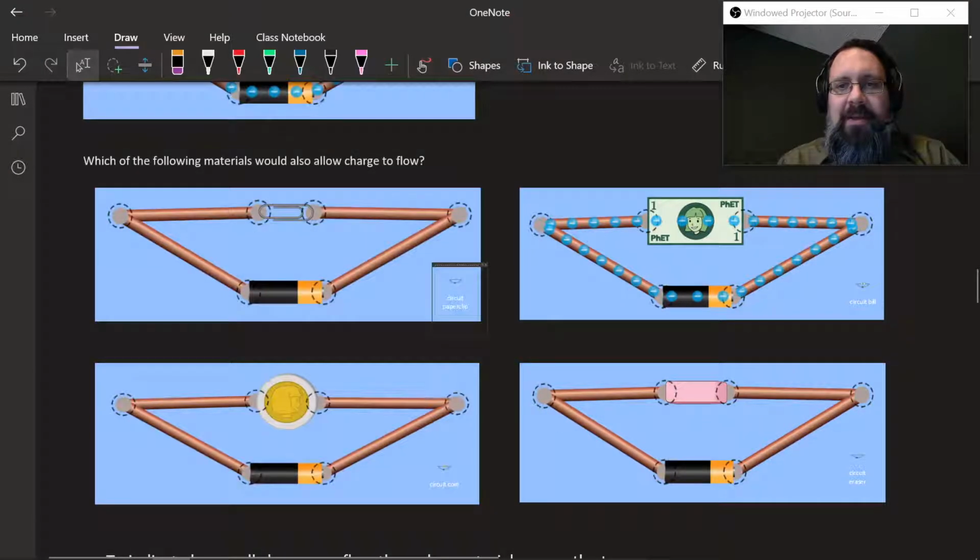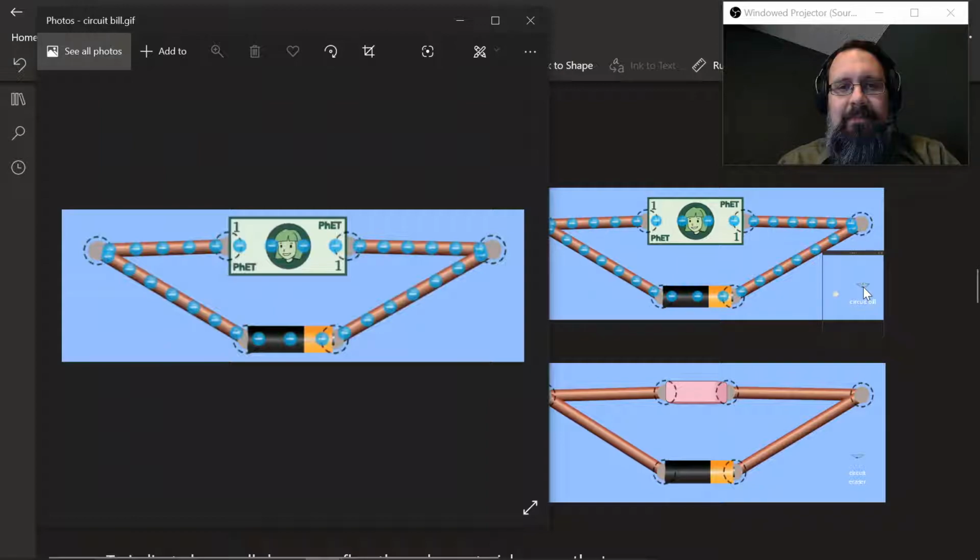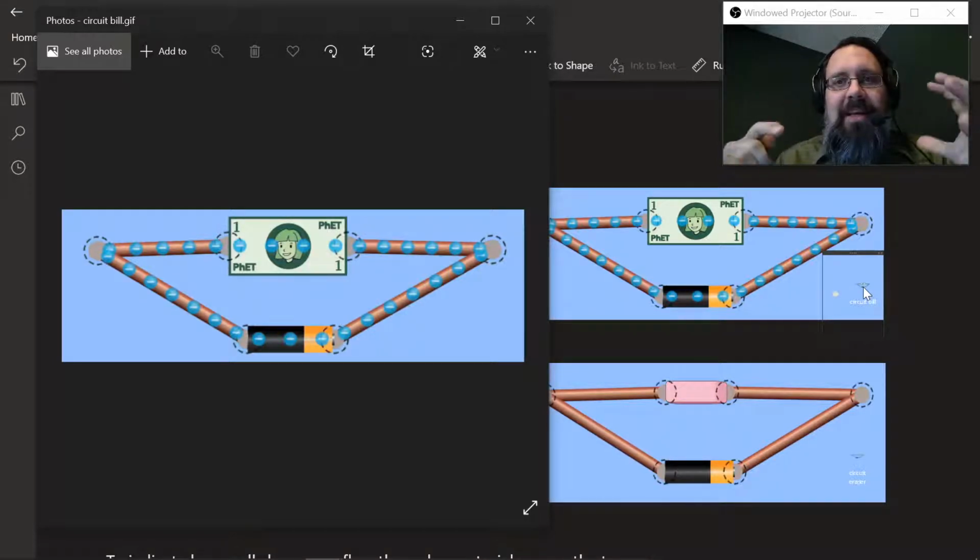Okay, what do you guys think about the dollar bill? Do you think it's going to let charge flow through it? It doesn't. Paper is not a conductor. In the atoms that are inside paper, the electrons are really tightly packed in there and they're not able to move around freely.